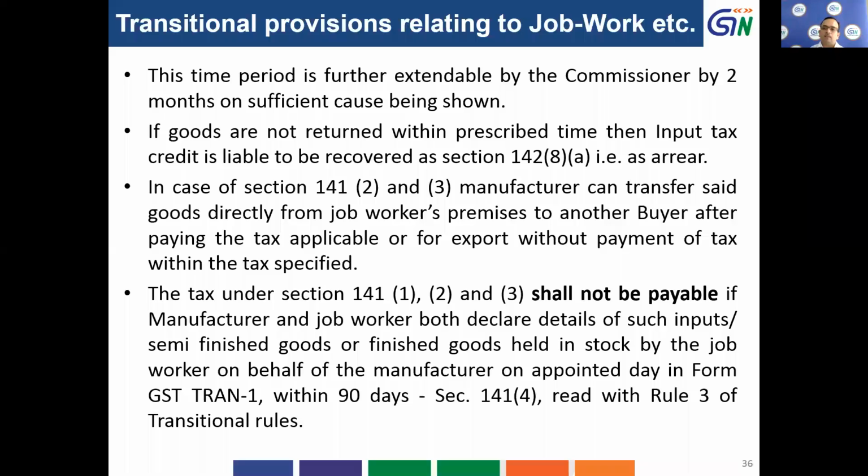The tax under section 141(2) or (3) shall not be payable by the manufacturer and job worker if both of them declare such details in the form GST TRANS-1 within 90 days of the appointed date. This is as per section 141(4) read with rule 3 of the transition rules. So that's about section 141.